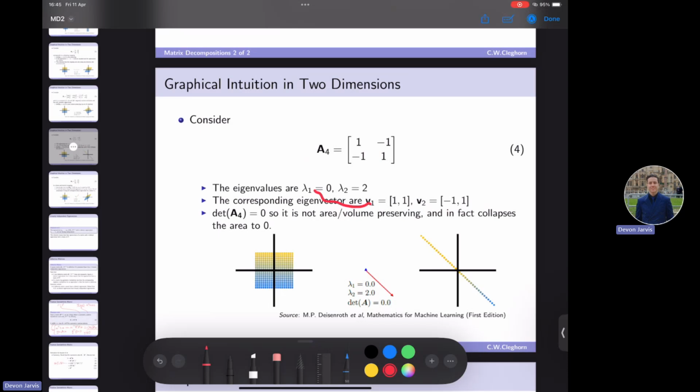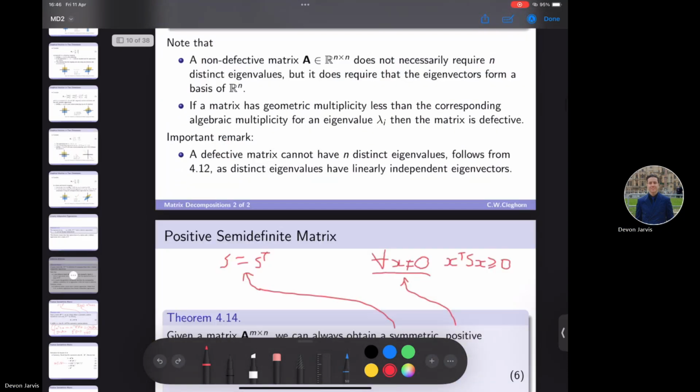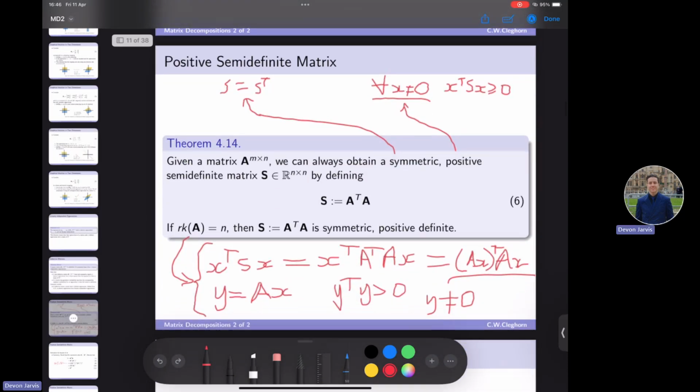Yeah, exactly. V1 is related to there. You can see that's why V1 is sitting at that origin. Yeah, no worries. Okay.